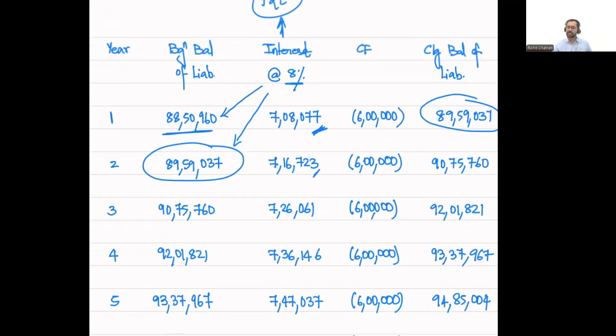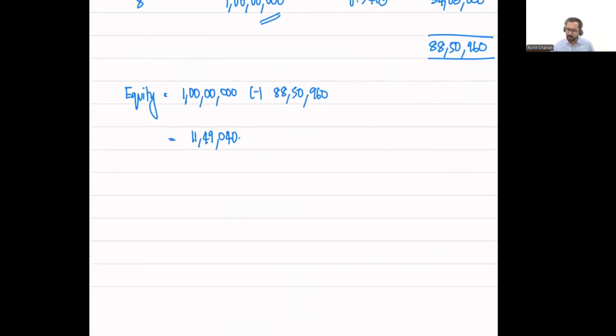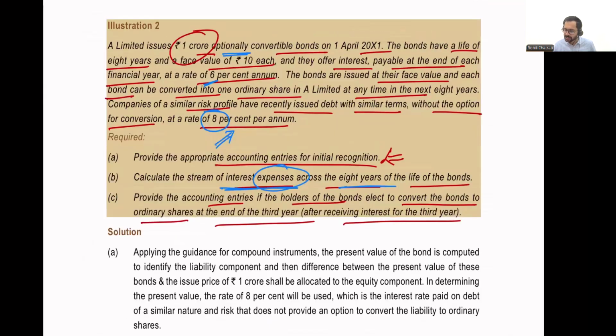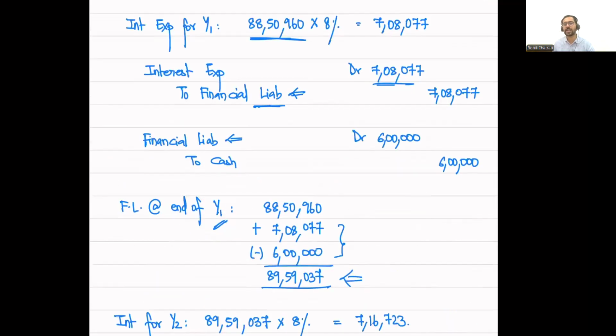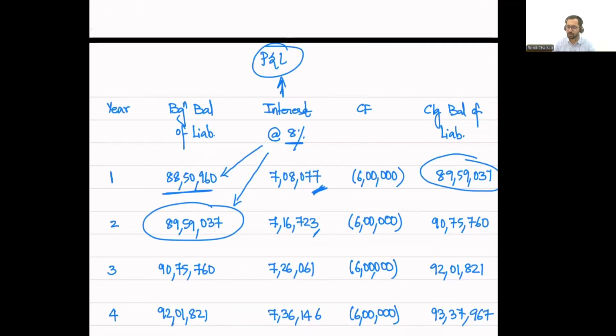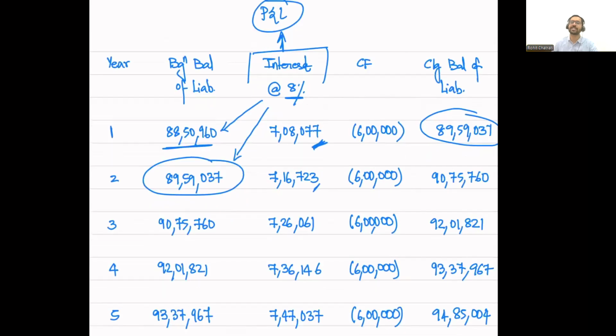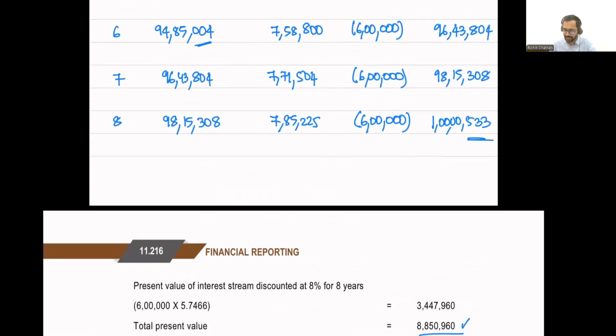So the question actually asked for the amount of interest expense across 8 years of the life of the bond. What is going to be the stream of interest expense? The stream of interest expense is not 6 lakhs of cash flow, but it is basically this particular column, which represents the stream of interest that is going to be recognized each year for the next 8 years.